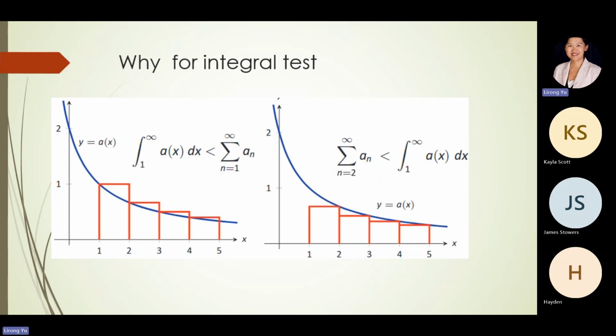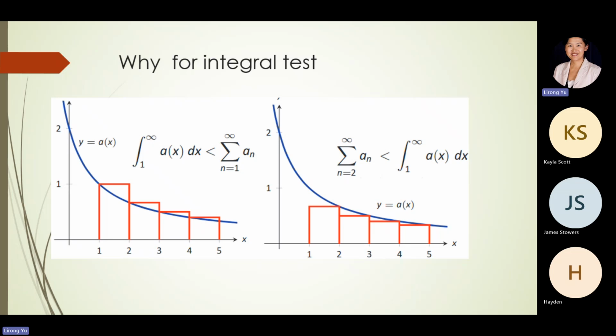Now, according to the right side picture, suppose the integration converges, so the integral from 1 to infinity of a of x dx is finite. Then the summation of a n will be smaller than that integration. Since the integration is finite, the series is finite, right? And remember, for the series, it doesn't matter what happened to a1, as long as the infinite tail is finite, right?